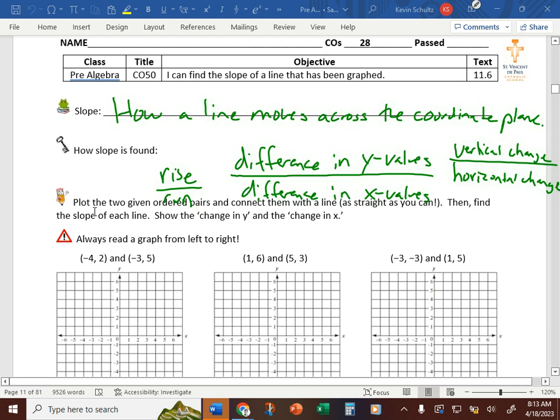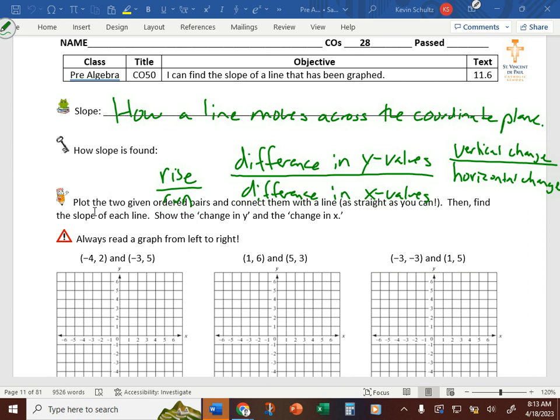It's kind of written in fraction form. Slope is a fraction, but it's also a rate. Remember all the way back at our units about ratios and rates and proportions, things like that. Slope is really a rate that compares the rise to the run and ultimately tells us how a line moves across the coordinate plane. And we're going to take a look at that today.